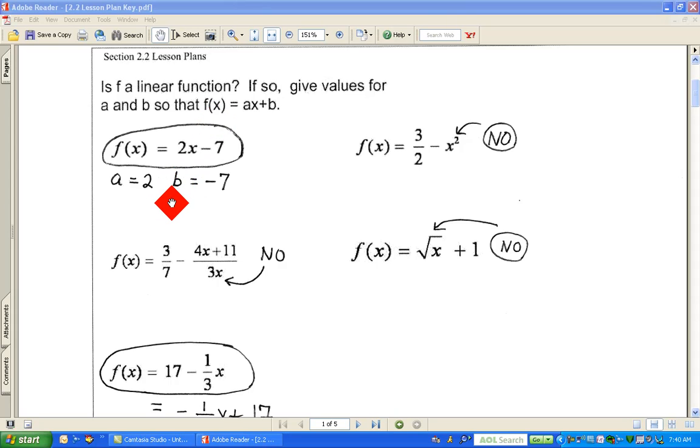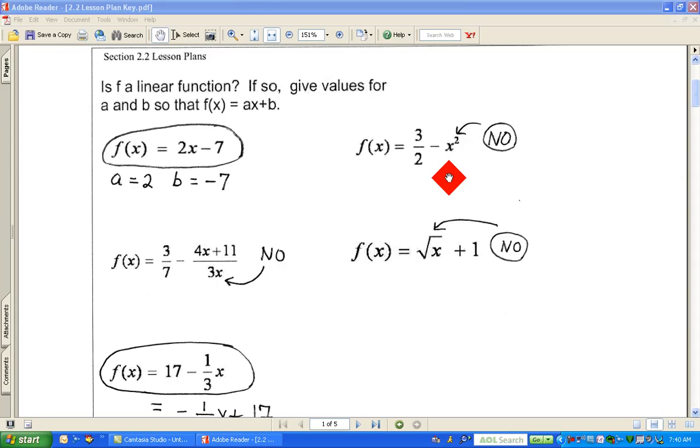The reason this is a linear function is because the degree on the x is 1, and this is a pretty straightforward linear function. A is 2 because that is the coefficient of the x, and b is -7. So that's a pretty straightforward linear function.